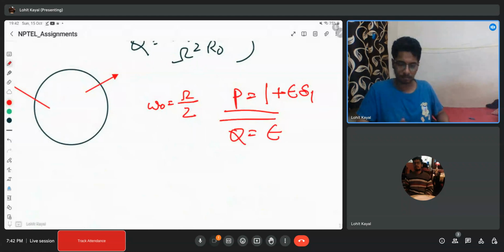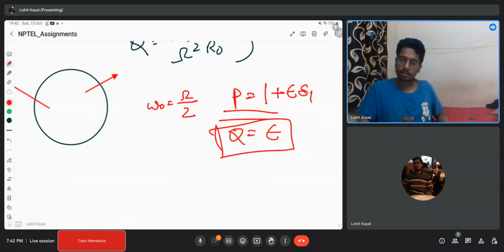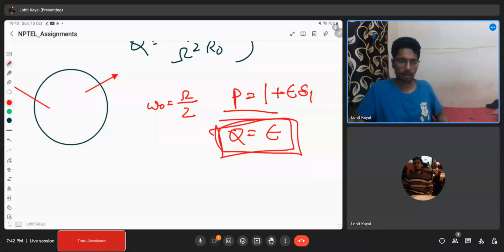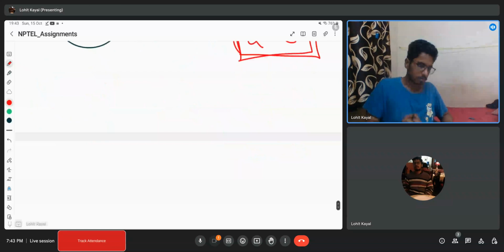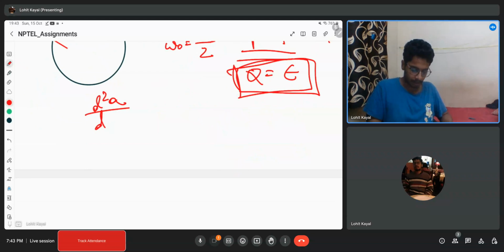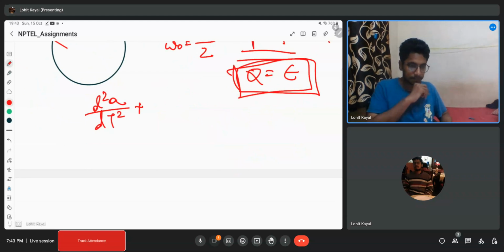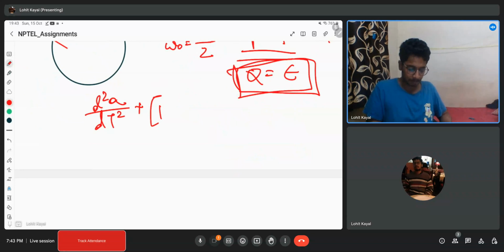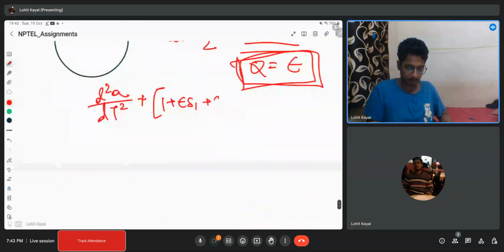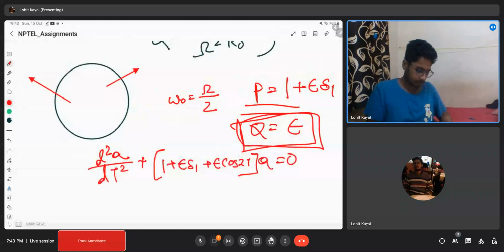The exact value of epsilon for the forcing is not very important. We just want to show that near the subharmonic regime, what will happen if we apply only a very small amount of force. We want to find that out. All right. So what is our equation? Our equation was d square a by dt square plus (1 plus epsilon delta 1 plus epsilon cos 2t) times a equal to 0.